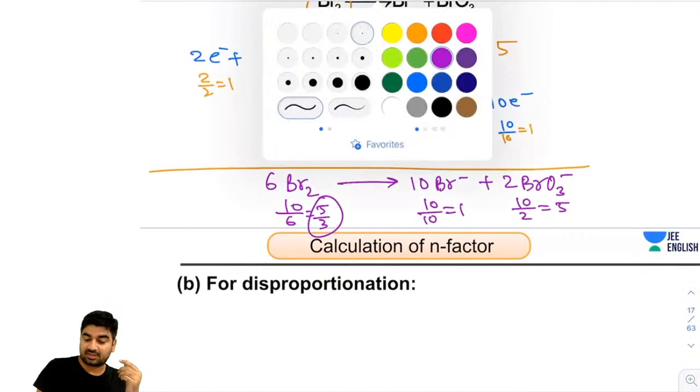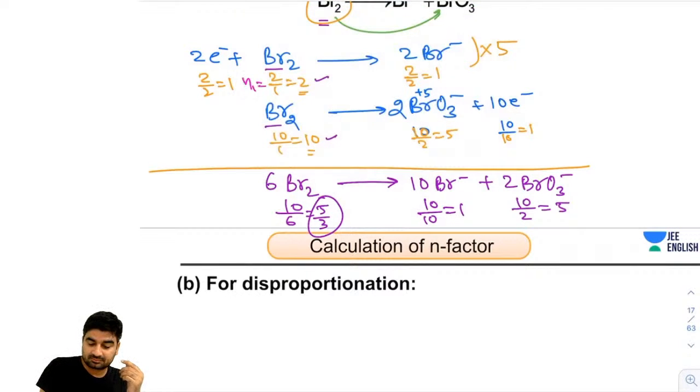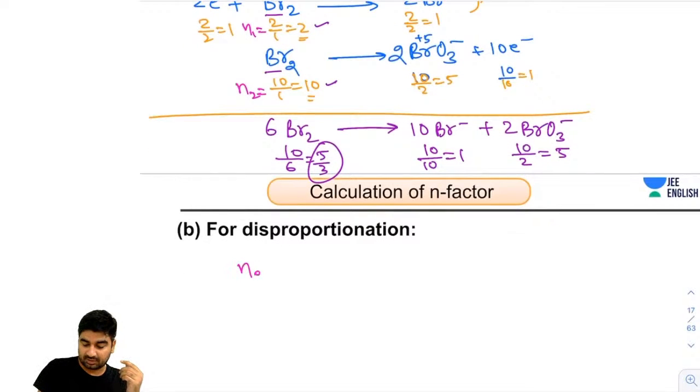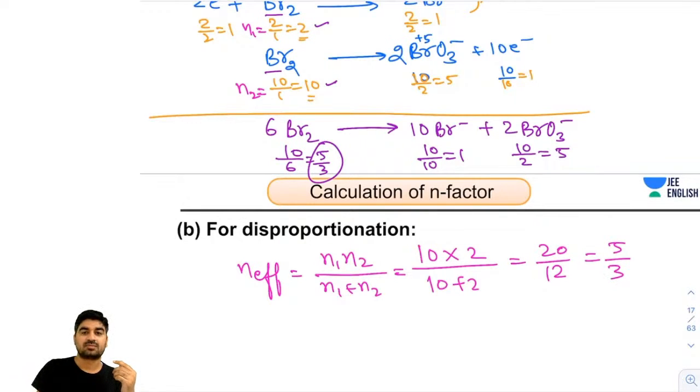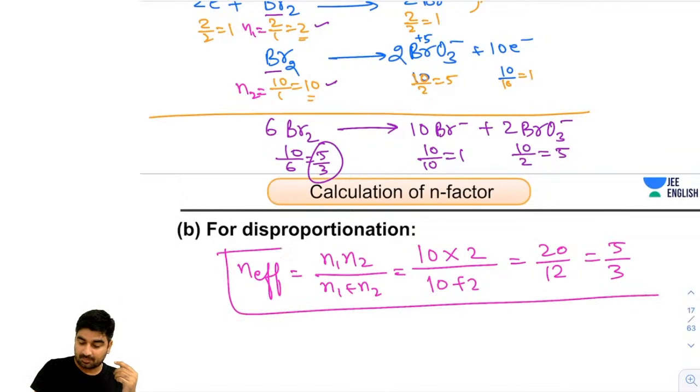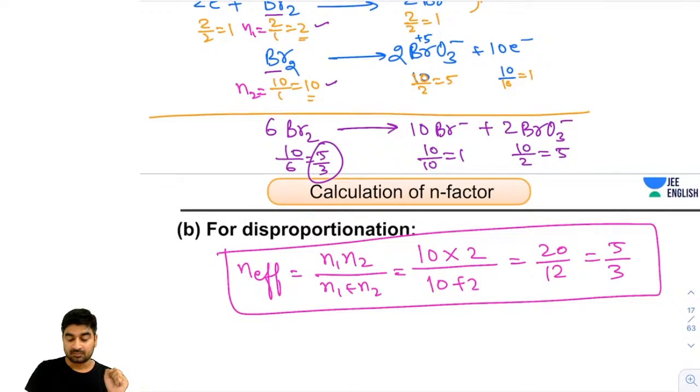But if I'm taking it as n1 and it as n2, so there is one more formula, n effective. It will be n1 n2 over n1 plus n2. So 10 into 2 over 10 plus 2, 20 over 12, 5 by 3. So in many books or many references, they find out n1 and n2. And how will you find out n1 and n2?